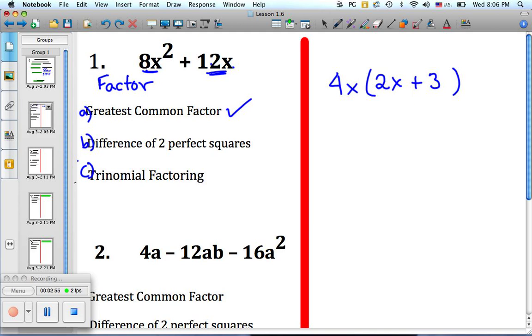So a difference of two perfect squares. Sorry if you can hear that in the background. That's my dog chewing on her bone, and it's the only way I can keep her quiet right now.